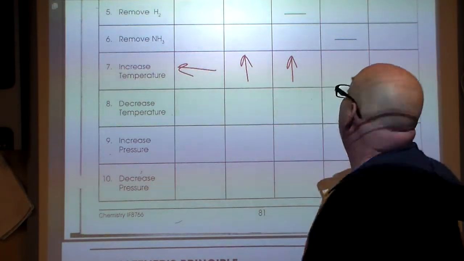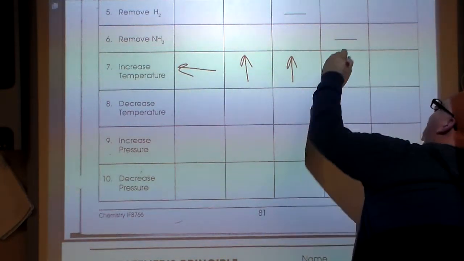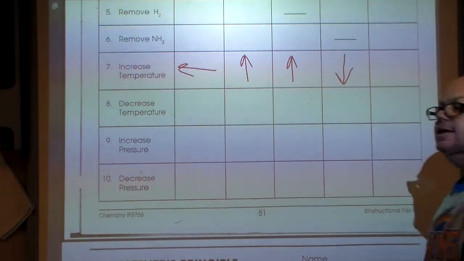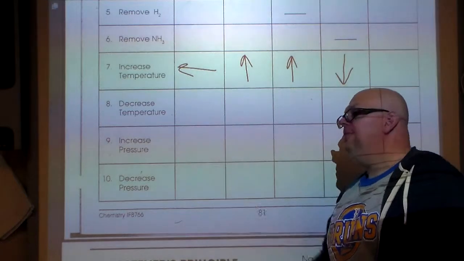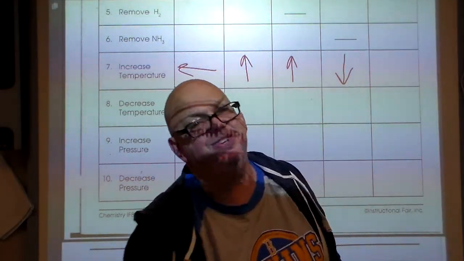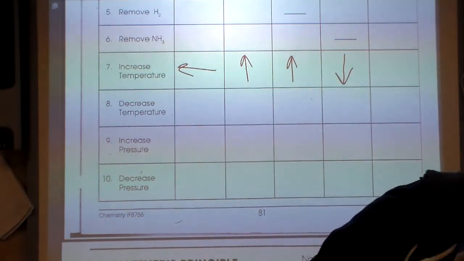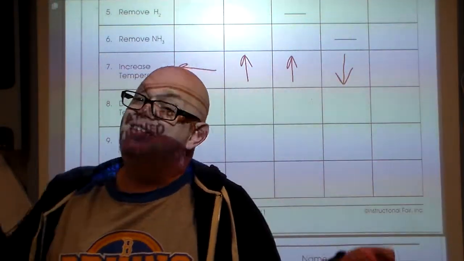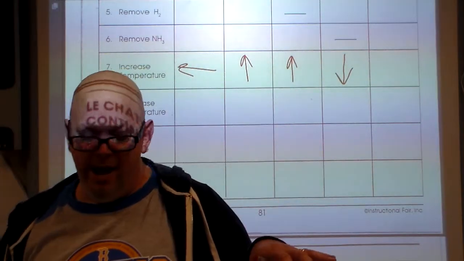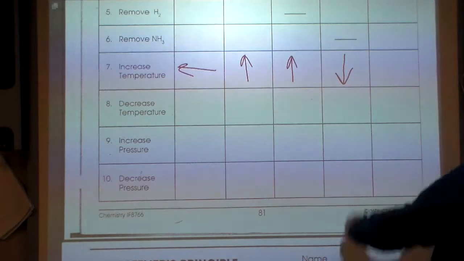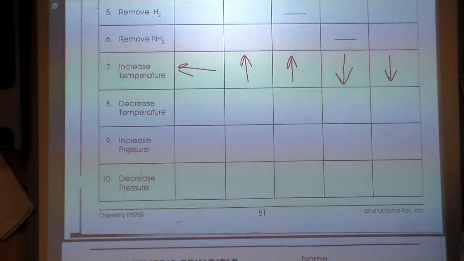So what happens to the concentration of the NH3? Well, hey, it decreased as a result. What about the equilibrium? Does the equilibrium get affected? You bet it does, because our equilibrium value has got to go up or down. And when you're dealing with kicking up the temperature in this case, it's actually going down.